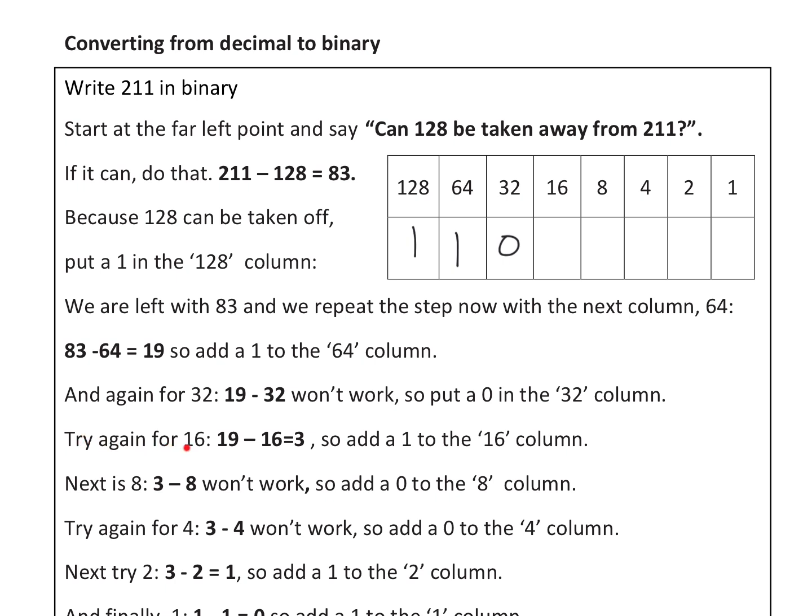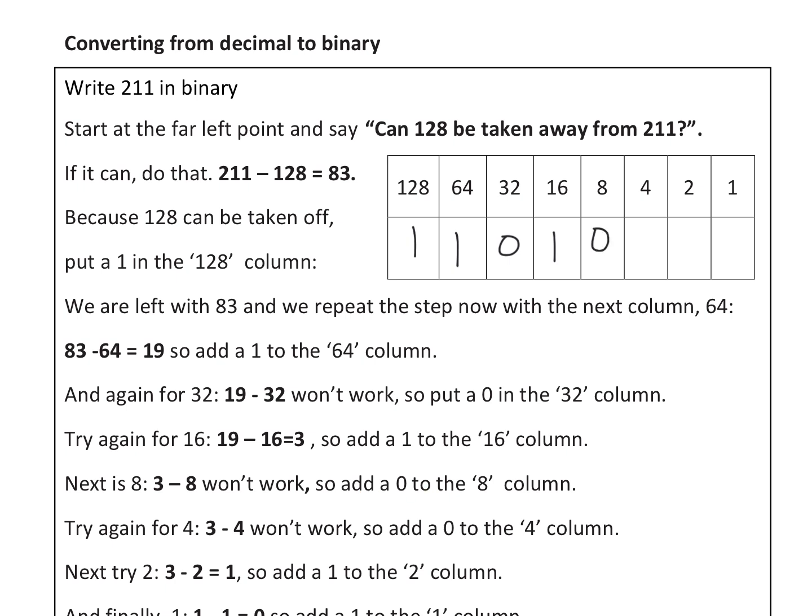We try again for 16. Will 16 fit into 19? Can it be taken away? Yes. So we take it away and we'll add a 1 in that column and we'll be left with 3. 3 is our remainder, so the next column is 8. Will 8 fit into 3? No, that won't work. So we add a 0 in the 8 column.